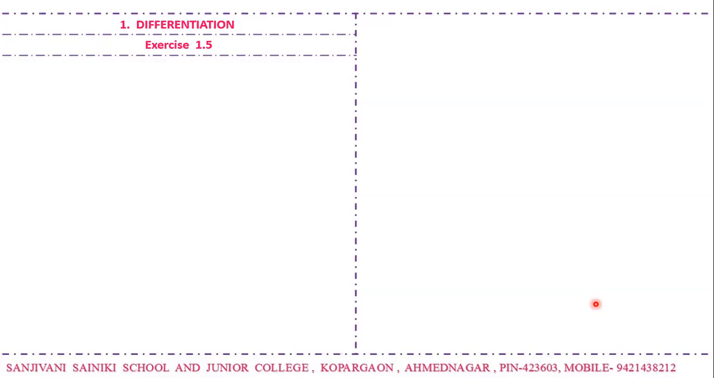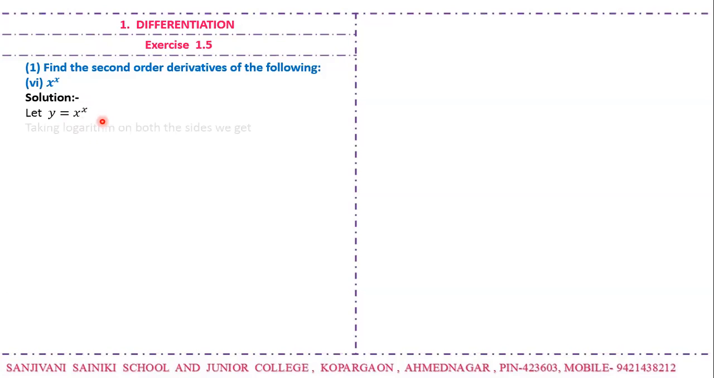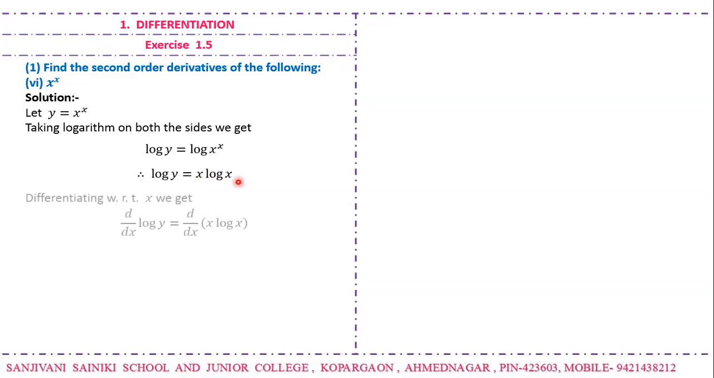Moving further, the next example is x raised to x. So as y is equal to x raised to x, it is a function raised to function. So you must think which method we must follow to find the derivative of this function. Okay, logarithmic differentiation. So taking logs on both the sides, log of y is equal to log of x raised to x. Now using the index property, I can write it as x log x.